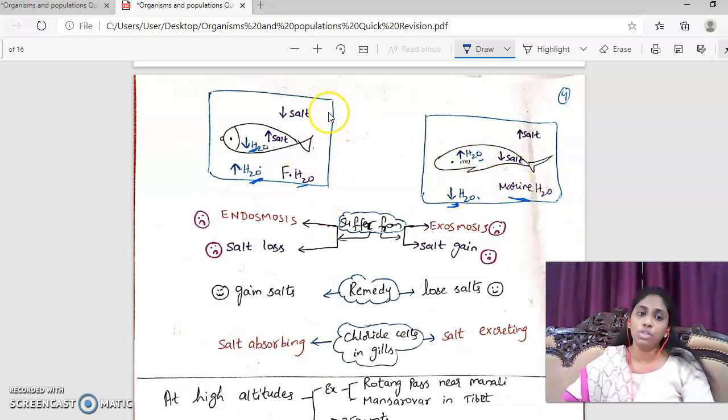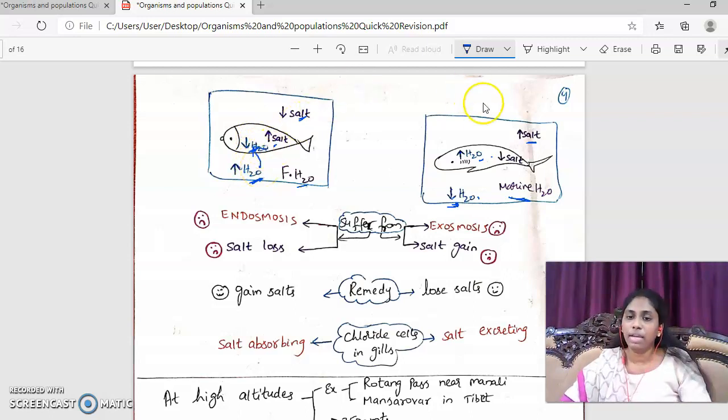Now let's talk about the salts. Salts are more in the freshwater fish compared to the water. On the other hand, salts are more in the marine water compared to the fish. Now tell me, water always travels from a higher to lower concentration. So in the freshwater fishes, water is taken into the body, while in marine water fishes water comes out. When water is coming into the fish, it is endosmosis, that's a problem. And when water is coming out of the fish, it is exosmosis, right?